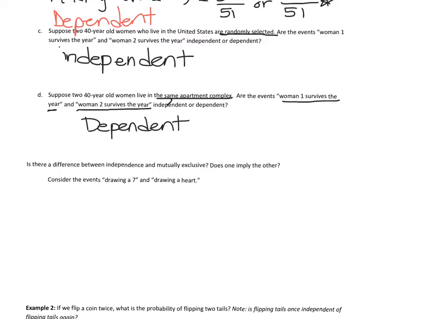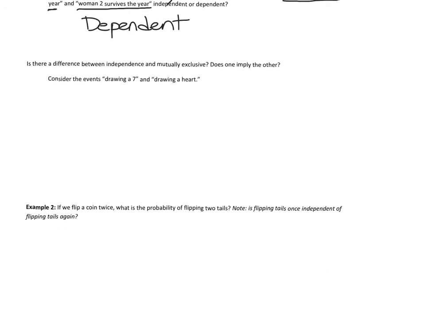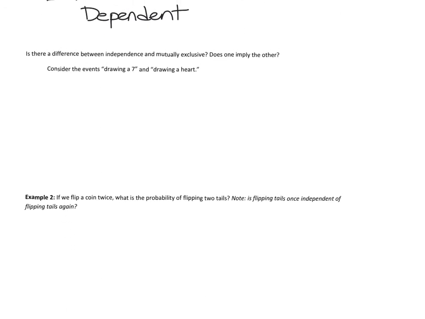So I mentioned it at the beginning of this section, the difference between independence and mutually exclusive. A lot of students get those two terms confused. They think they're the same thing. But we have to remember that with independence, we're talking about probability and events affecting one another, and mutually exclusive just means no common outcomes. And does one imply the other? Absolutely not. They're two separate things.